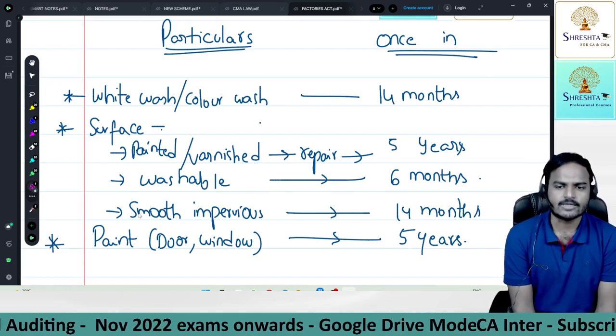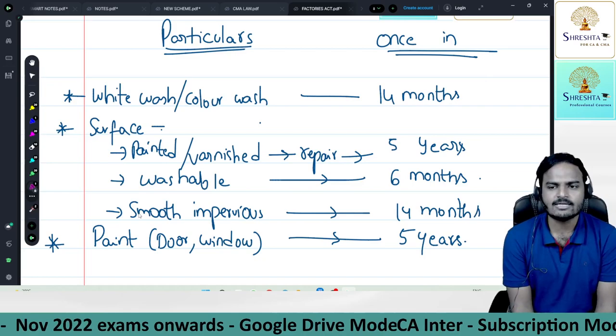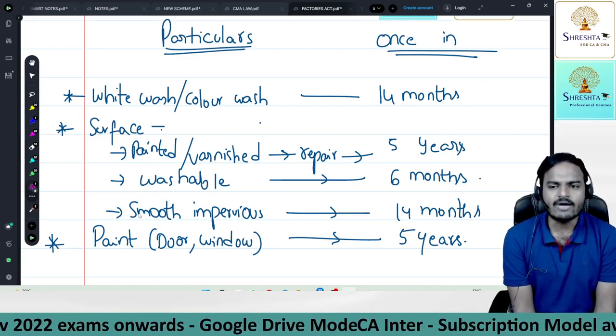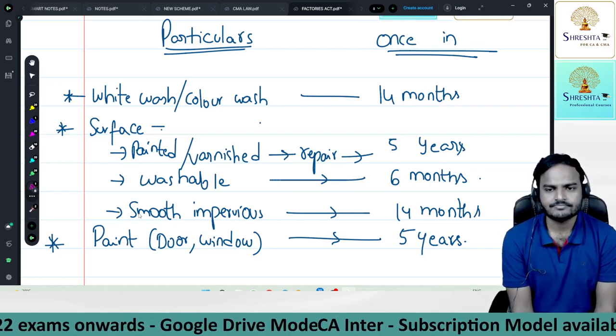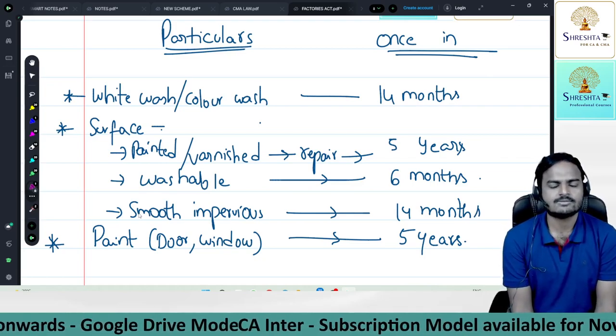And coming to the surface, is it a painted surface or a washable surface? Sir, painted surface. Then repair it or re-varnish it once in 5 years. Sir, washable surface. Then clean it once in 6 months.